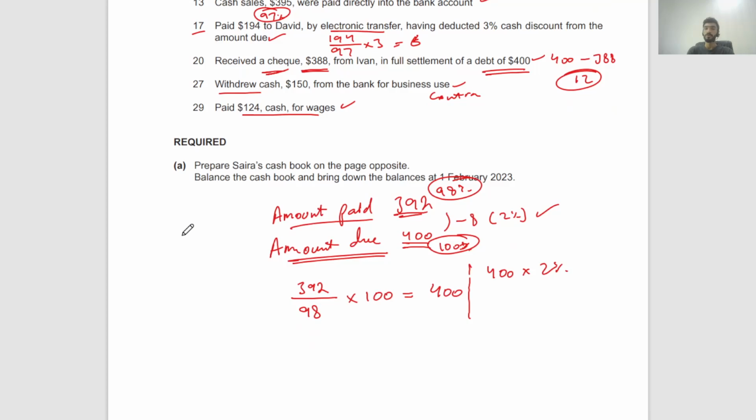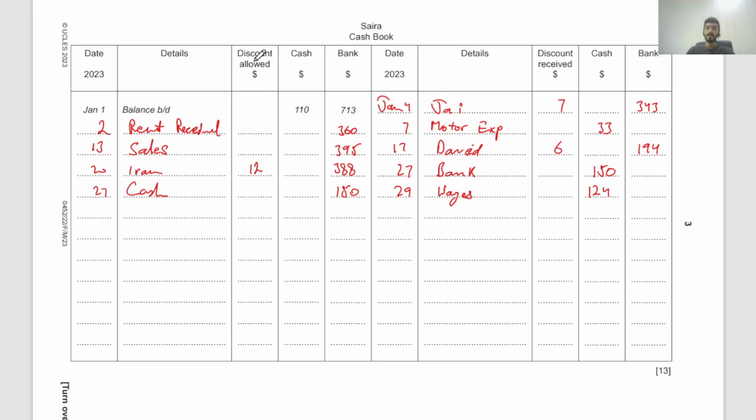Prepare Saira's cash book, we've done that. And balance the cash book and bring down the balances at 1st February 2023. Fine. As you hopefully know, discount allowed and discount received columns are just totaled, right? We can make total columns for all of them, leaving one line on both the sides because we can have a debit balance on one account and a credit balance on the other. So we may have two balance BDs and CDs, right, on both the sides. Okay, so discount allowed total is just 12. Where does that go? To the discount allowed account. And discount received is 7 plus 6, 13.